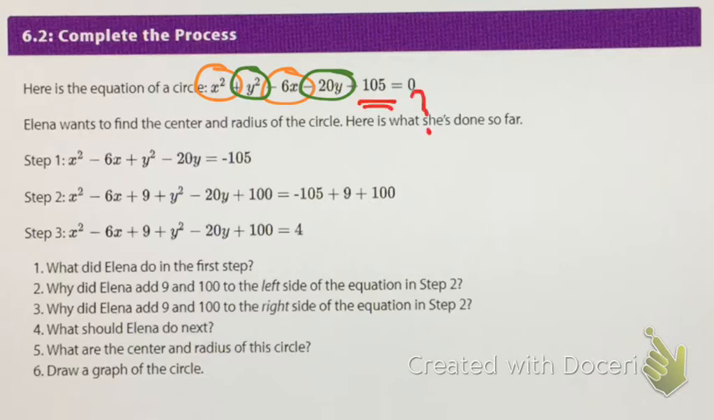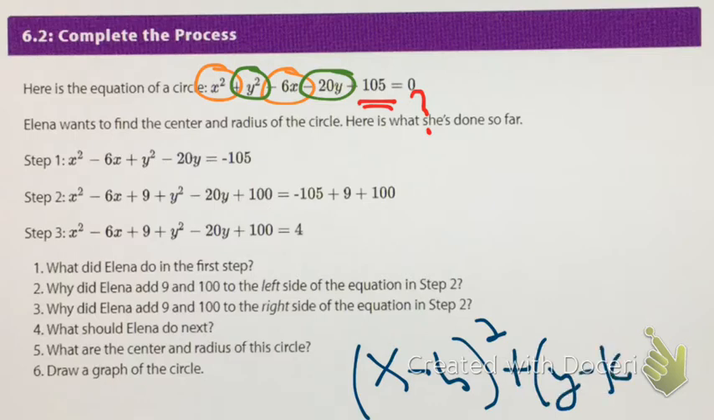Okay, so let's take a look at Elena. What does she want to do? She wants to find the center and the radius. And she knows what the equation looks like. She's seen the circle equation before. So she's trying to say, well, how do I do a little algebra manipulation here? She's trying to get in this form of x minus h squared plus y minus k squared equals r squared. Well, h and k are the center of the circle. So to do that algebraically, we've got to complete the square for both the x's and the y's.